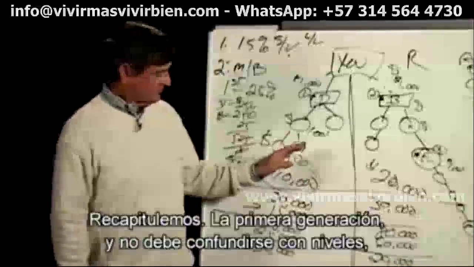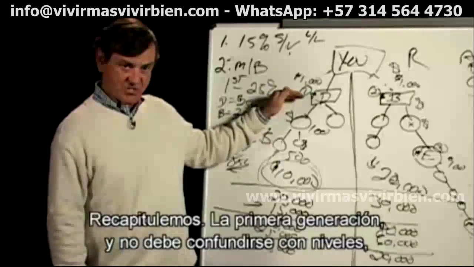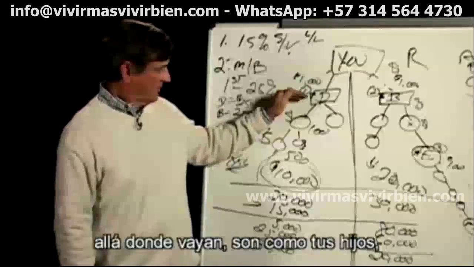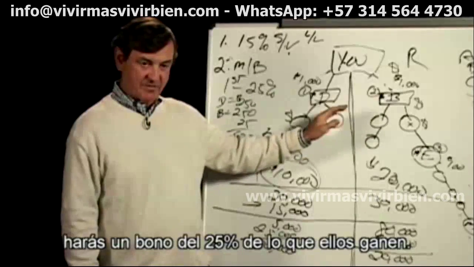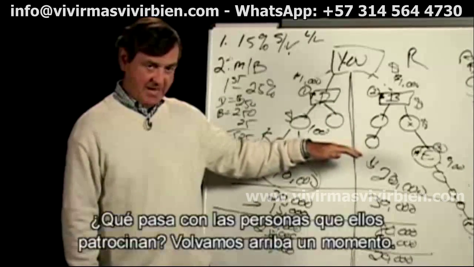So to recap, first generation, don't confuse with levels. Wherever they go, they're like your children. You make a 25% bonus on everything they earn.